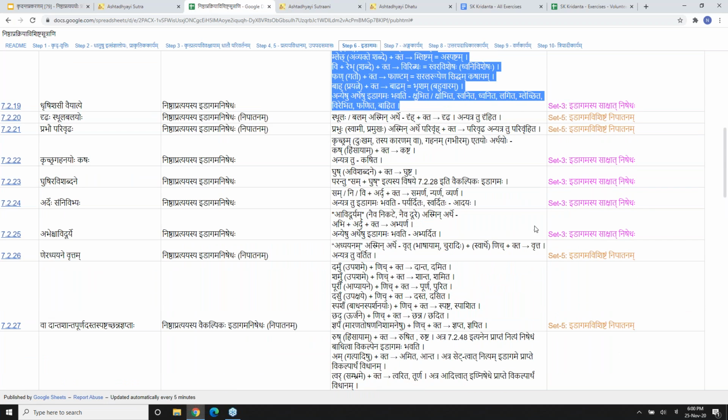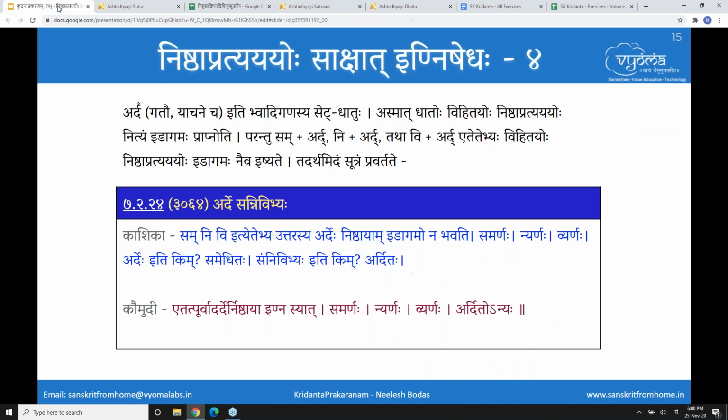So set number 3. The next one is arde. We finished Ghushira Vishabdane. Arde Sannivibhyaha and Abheshchavidurye. Both of these sutras are applicable to same dhatu arda. Arda gatau iti dhatuhu asti. Yachane ityate arthaha. Arda gatau iti dhatuhu. Set dhatuhu asti. Nityam idagamaha bhavati. Vishishtasya upasargasya upasthito idagamaha nishidyate.